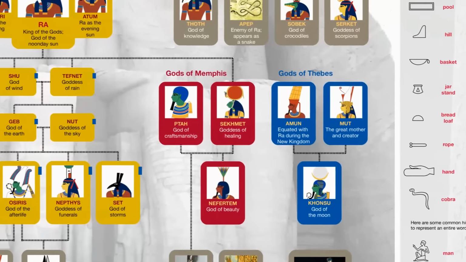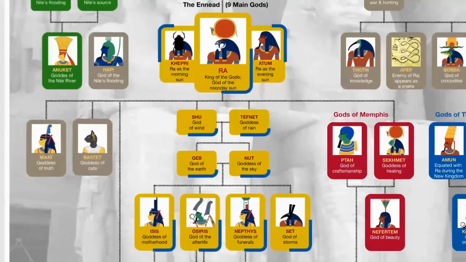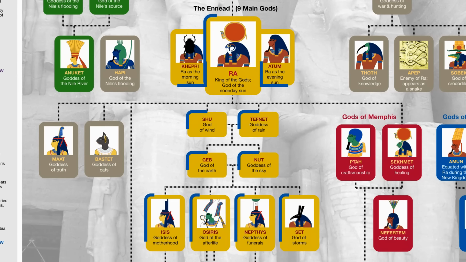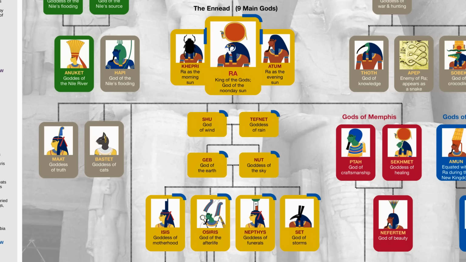However, eventually a group of 9 gods, known as the Ennead, Enea being the Greek word for the number 9, became the main set of gods for all of Egypt. At the top was Ra, the king of the gods and the main god of the sun. His center of worship was in a city near Memphis, which the Greeks later called Heliopolis, city of the sun. Ra took many forms. As I already mentioned, he was sometimes Amun-Ra, associated with the main Theban god Amun. But he was also sometimes Khepri, the god of the morning sun, and Atum, the god of the evening sun.